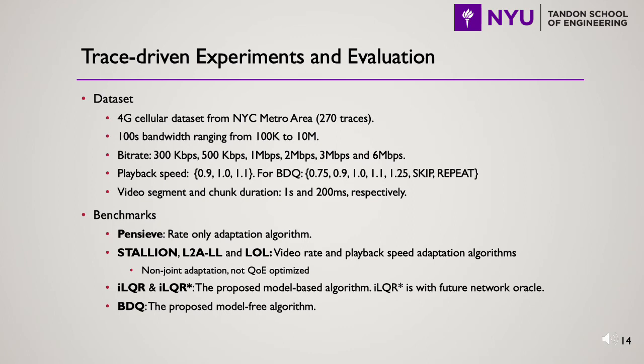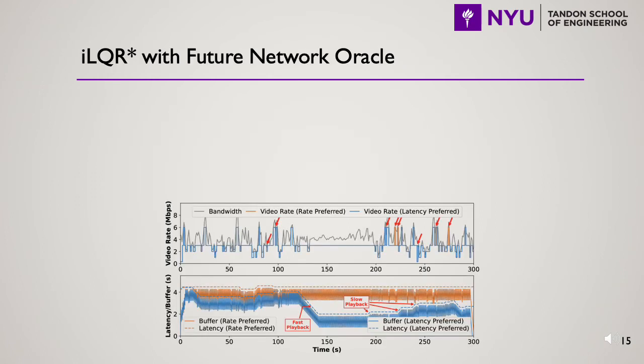Then, LQR is the proposed model-based solution. iLQR star represents that we use a future network oracle to replace bandwidth prediction. BDQ is the proposed model-free solution. iLQR star with future network oracle represents the offline optimal solution.